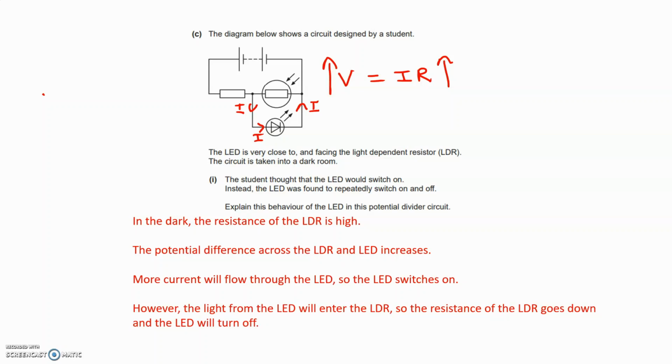So basically the light from the LED will be causing the resistance of the LDR to go down, and that in turn results in the LED turning off. Then this cycle will repeat itself, and the student found that the LED switches on and off. So quite a tricky, unusual question there.